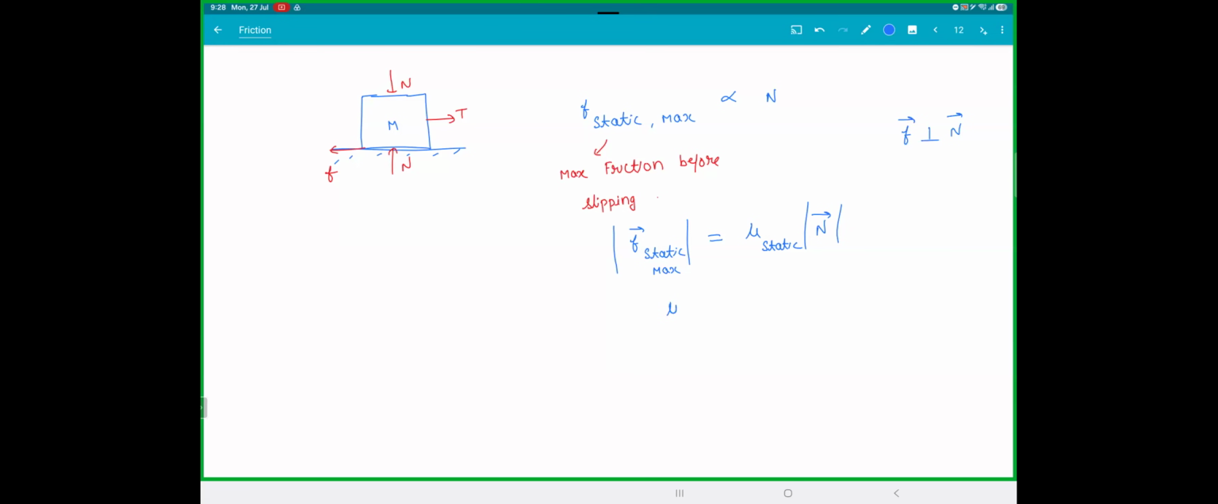And mu s here is called the coefficient of static friction. We got this from experiment. This is the maximum possible value. So F static max is mu s N. This is right. But if someone asks you what is the friction, F static is less than or equal to mu s N.